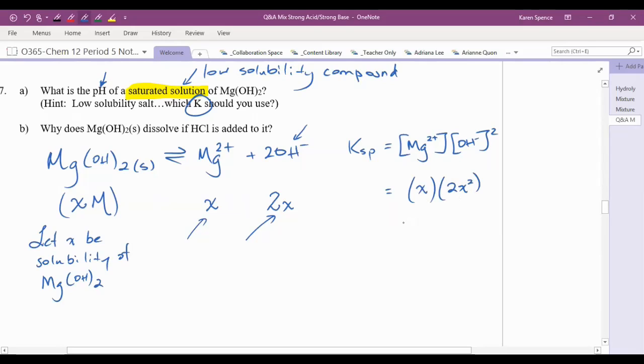And our Ksp value, let me find my table here. That would be on page 5 of the data booklet. Magnesium hydroxide, 5.6 times 10 to the minus 12.